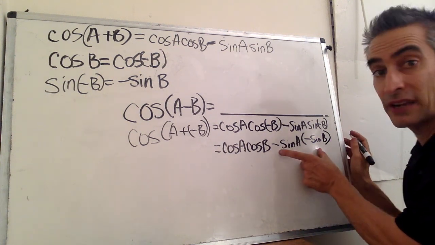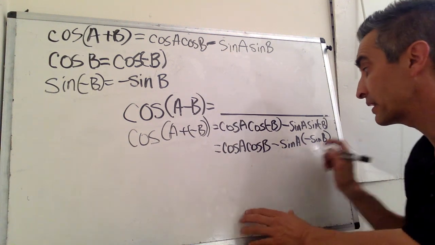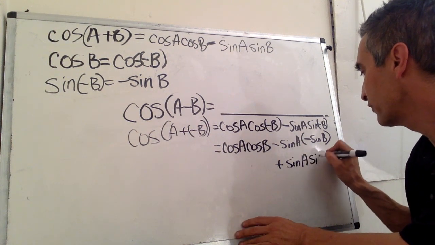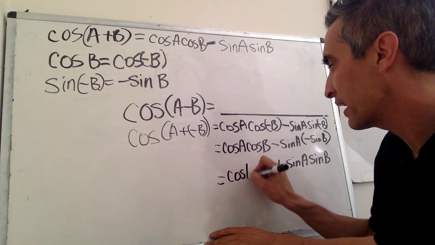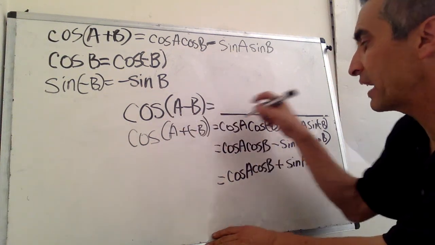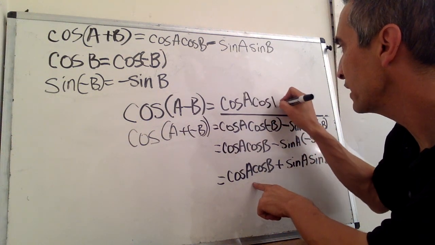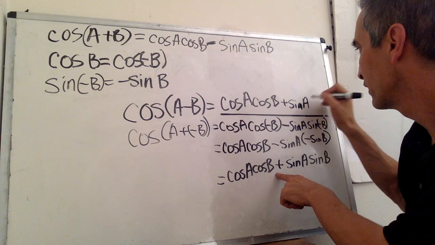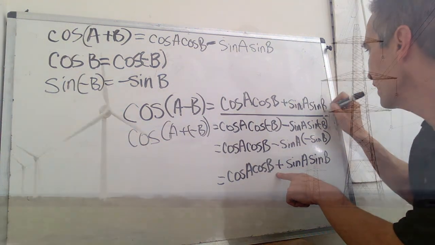And now we just got to simplify this. The negative sine of a times the negative sine of b is going to be plus sine of a sine of b. And this stays the same, comes right down. Cosine of a cosine of b. And there you have it. There's our cosine of a minus b. I'll write it up here. It's going to be cosine of a cosine of b plus the sine of a times the sine of b.